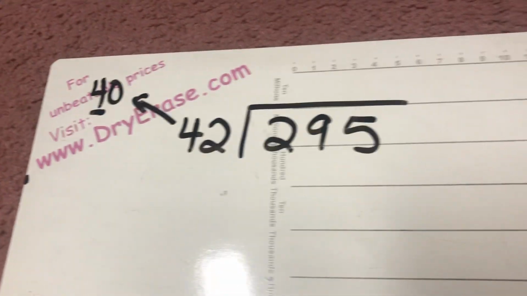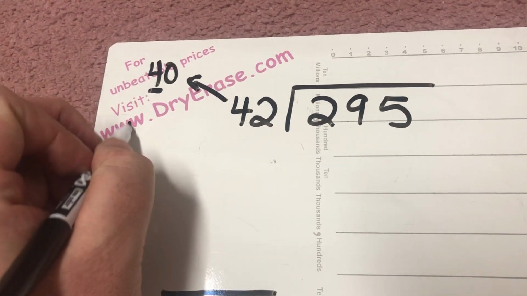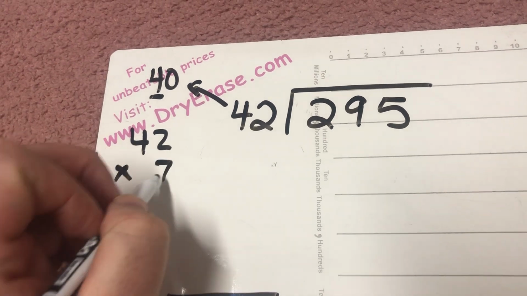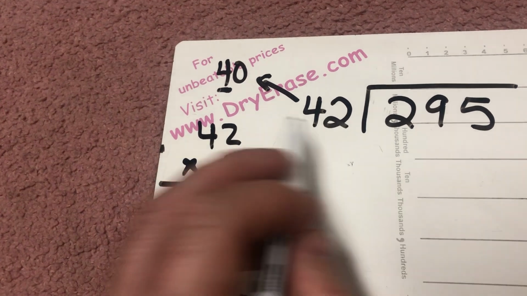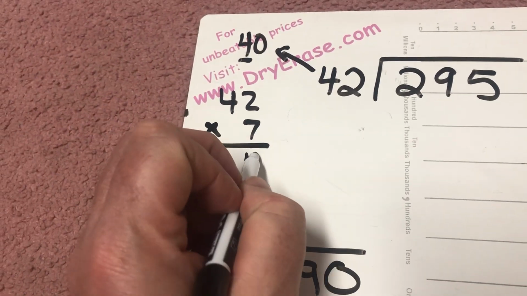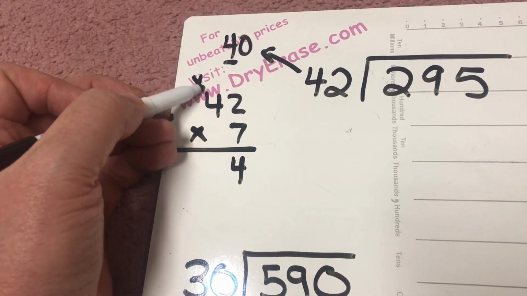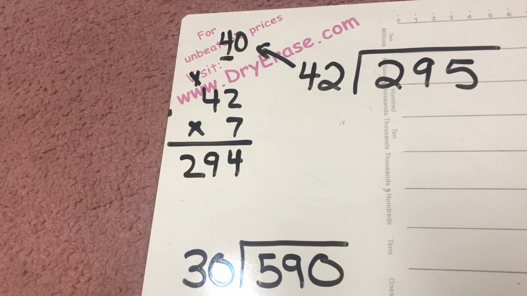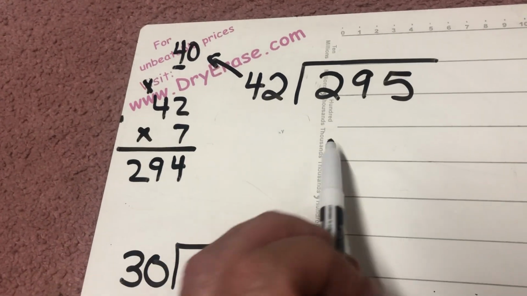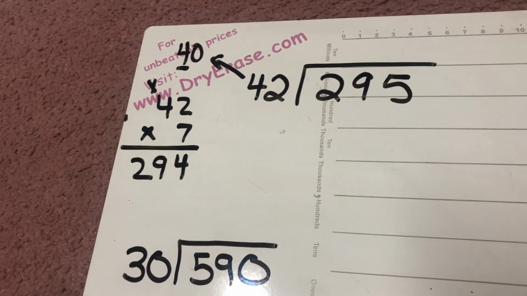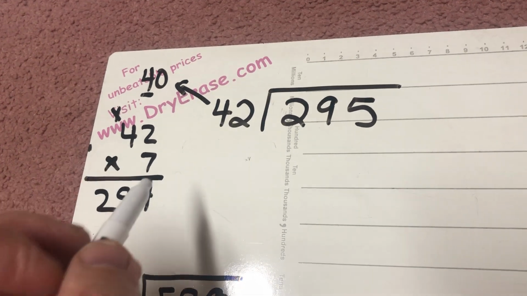Well, 4 can go into 29 7 times. So I know that 4 times 7 is 28. So the first thing I want to try is 42 times 7, just to see what that gives me. 7 times 2 is 14. Put the 4 down, carry the 1. 7 times 4 is 28, plus 1 is 29. I get 294. Well, that looks pretty good, seeing as my number here is 295. And it's less, so that will work. So I'm going to proceed with confidence.